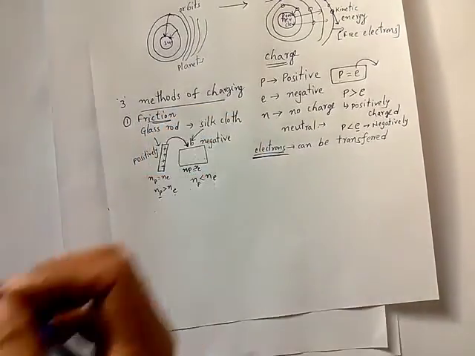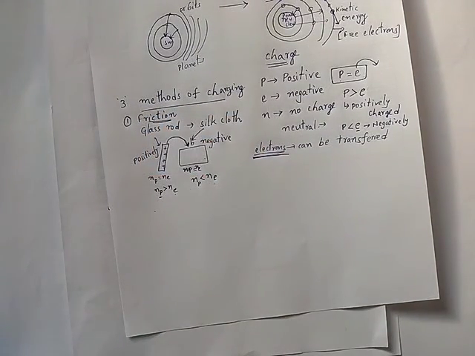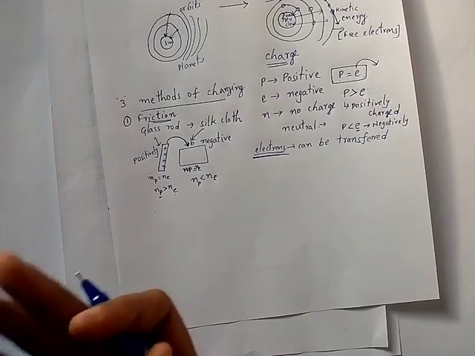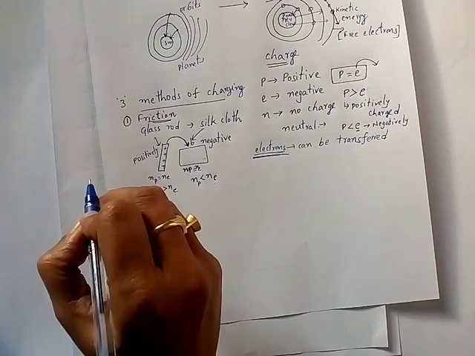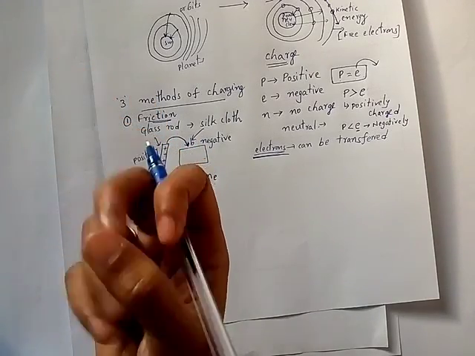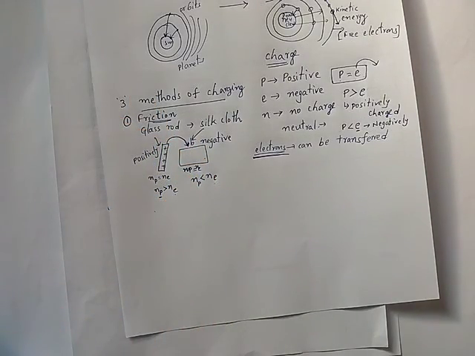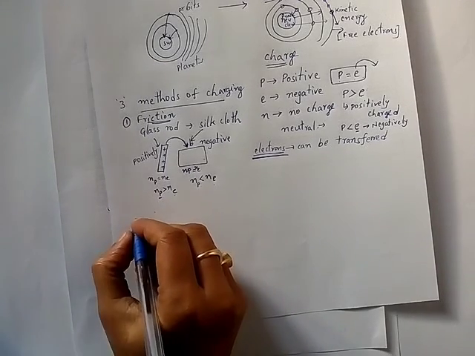So by friction you can make any object either positively charged or negatively charged. Due to this charge you can identify some attraction or repulsion in the object. That is what we have done first, this experiment, the paper pieces and the comb. We have other methods also.